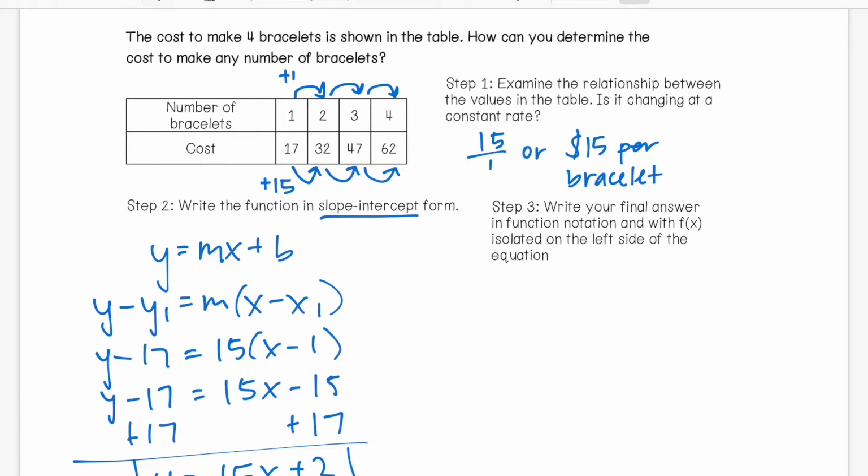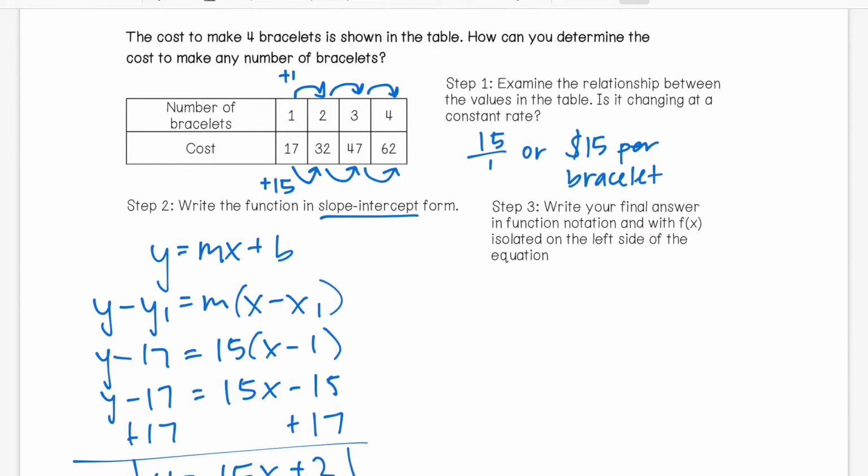So another way we could figure out this y-intercept, instead of using point-slope form and plugging it in to get whatever our y-intercept is, we also could just look at our table. Remember that the y-intercept is the y value when the x-coordinate is 0. So here we don't have 0 included as our number of bracelets. We don't have that data included. However, if we can tell this pattern, this relationship, that as we count up with the number of bracelets, we increase by 1, and as we count up with the cost, we increase by 15.